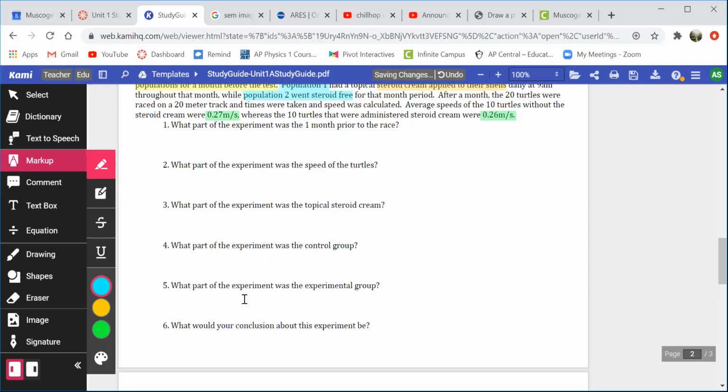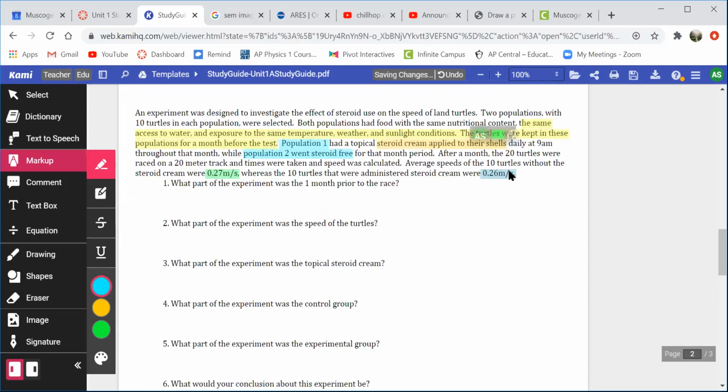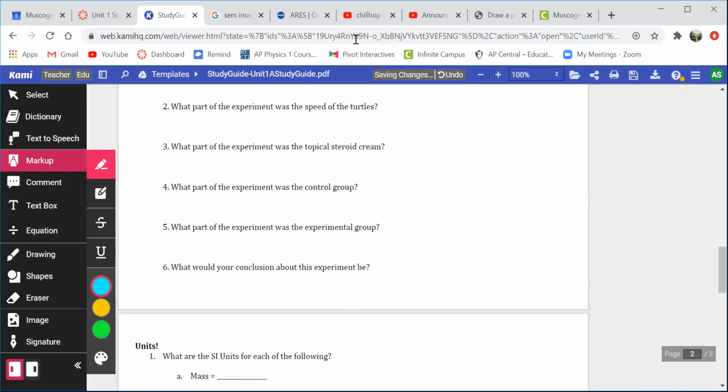All right, so the idea here being that it looks like the steroids weren't helpful at all. And, technically, just based on the data, it hurt them a little bit. But I would argue that was just random variation in individual turtles. You can't really say, you don't know what to expect going into that. So pretty confidently say that it didn't help, though. So that would be your conclusion.